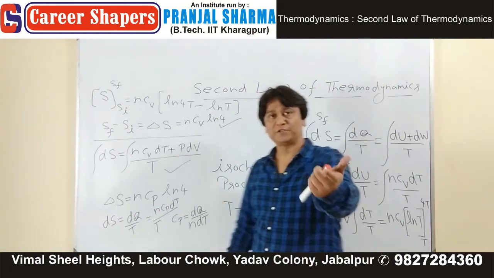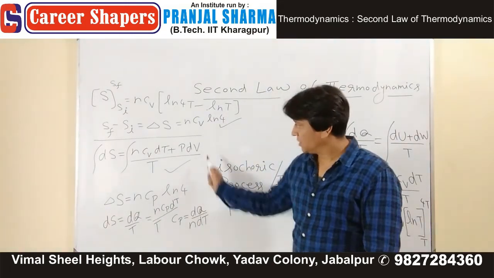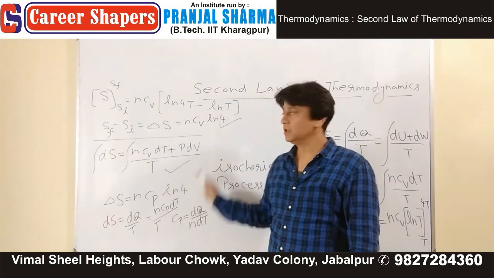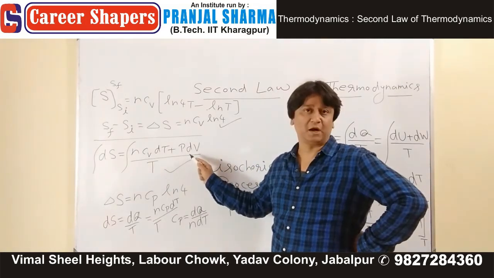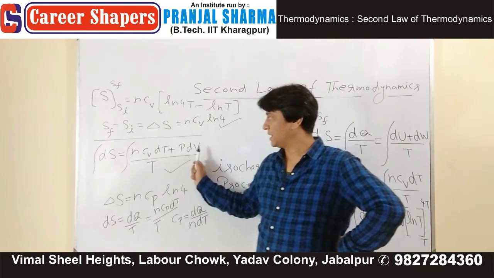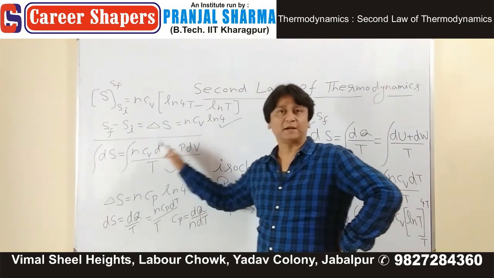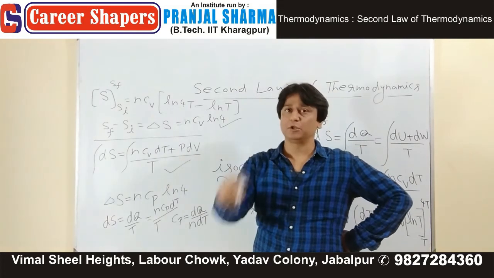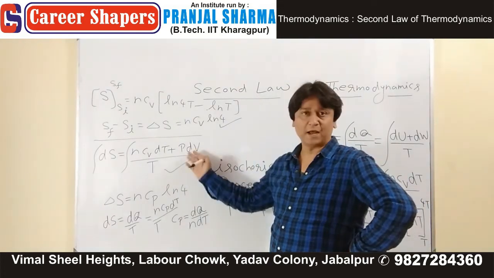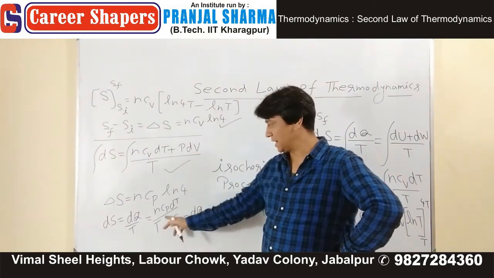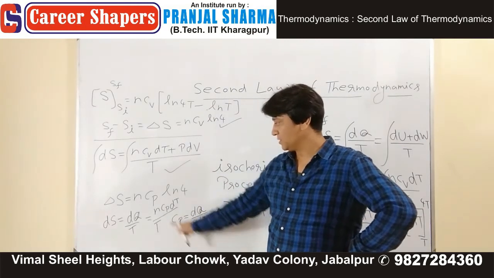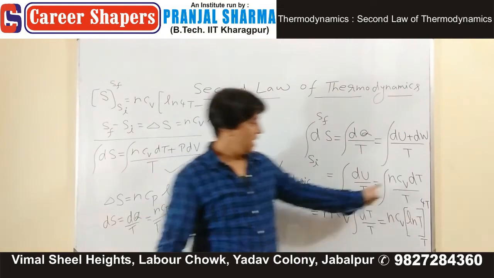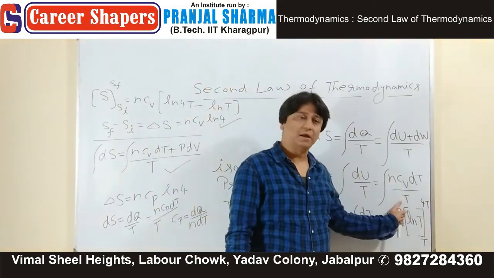In terms of Cp, you can write this. This whole thing is nothing but this. This PdV is nothing but nR dT. Take nR common, you get Cv plus R. From Mayer's formula, Cp minus Cv equals R. Directly here, now this is nCp dT divided by T. And this is what? nCv dT divided by T.